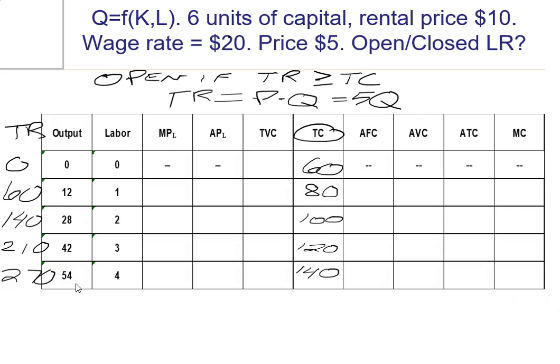So clearly, in this case, at the bottom, total revenue of 270 exceeds total cost of 140. So this firm would be open in the long run because our total revenue is larger than our total cost.